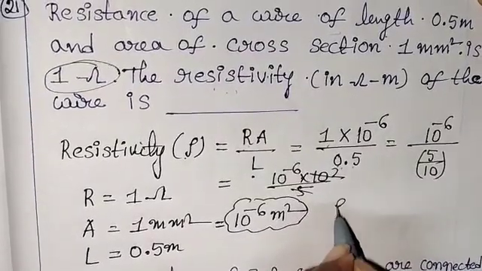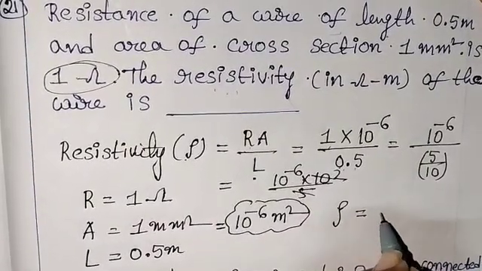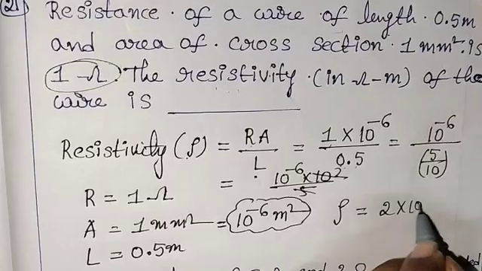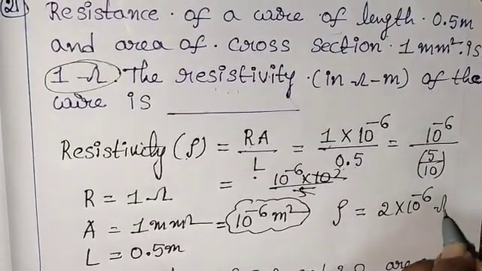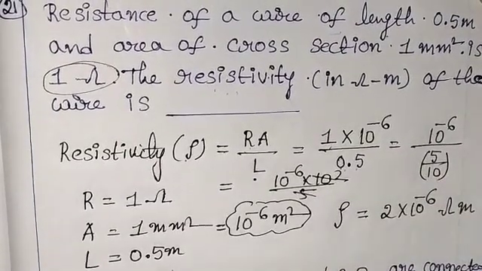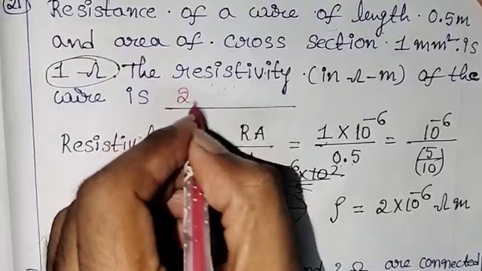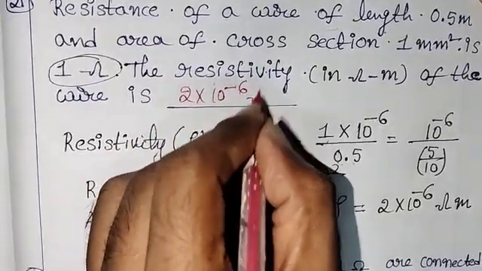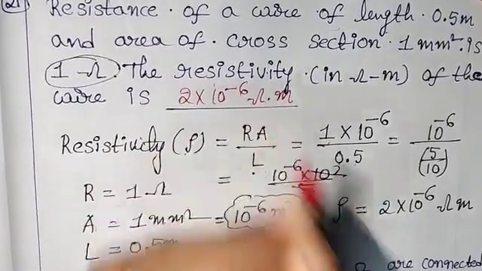So your answer will be 2 into 10 to the power of minus 6 ohm meter. So the answer is 2 into 10 to the power of minus 6 ohm meter. Fine.